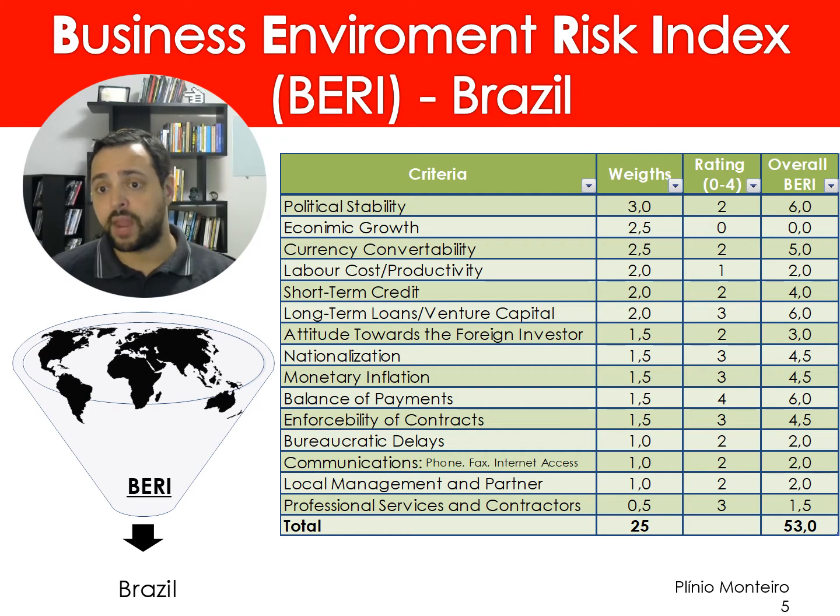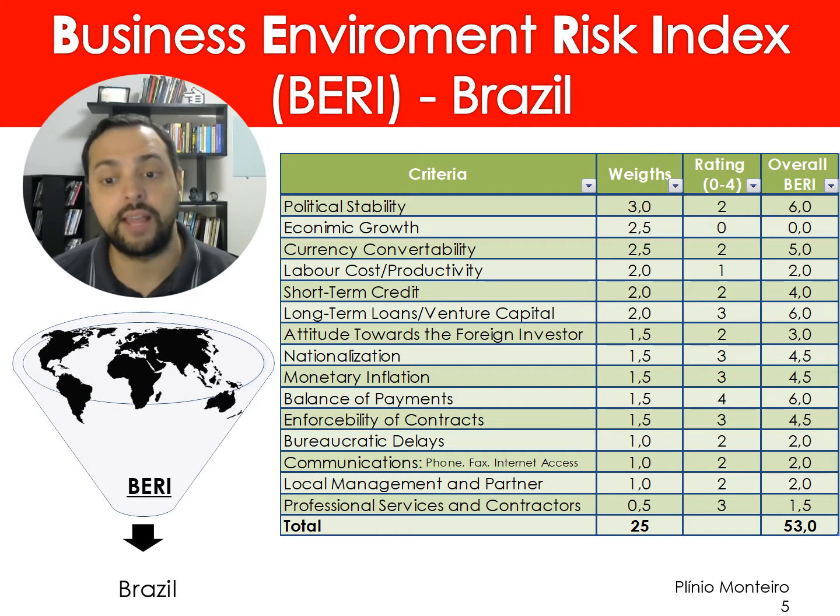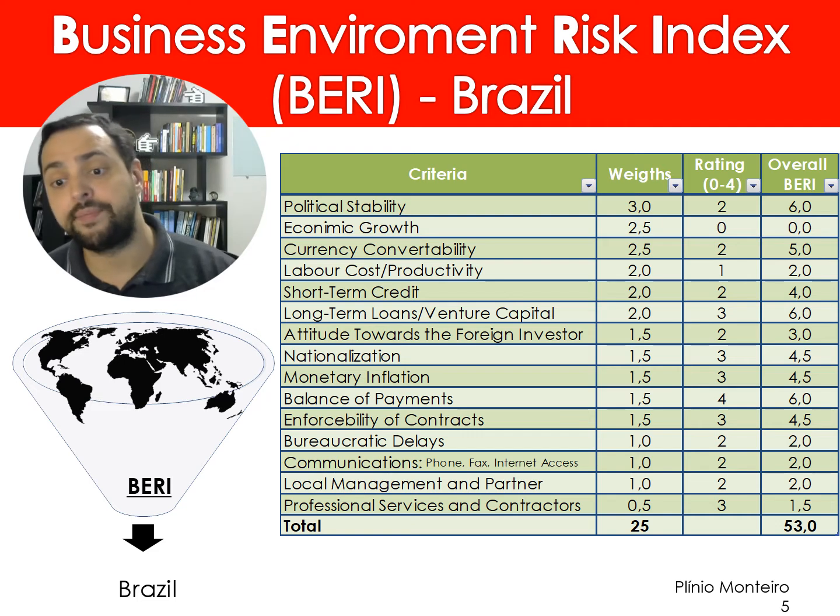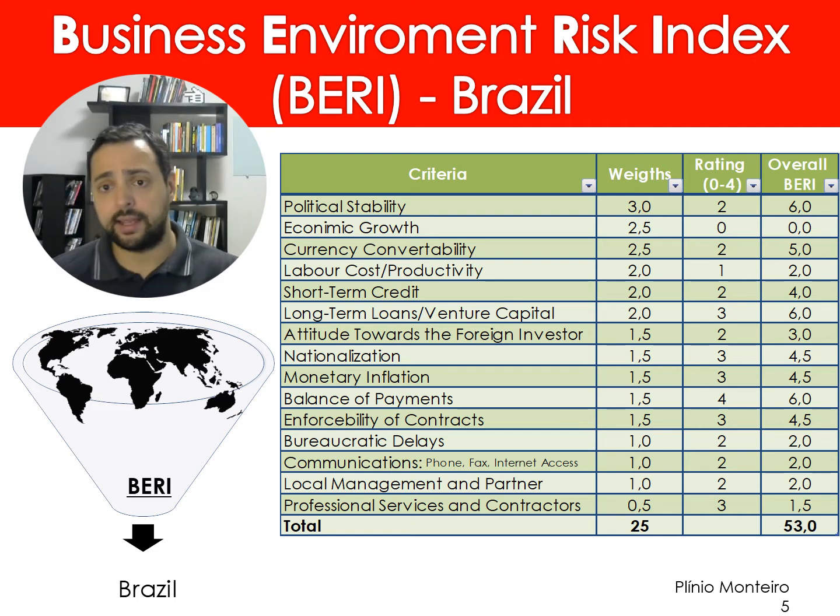So basically, when I multiply the weights by the rating, for instance, 3 multiplied by 2 will be 6. 2.5 multiplied by 0 will be 0. 2.5 multiplied by 2 will be 5. And then, if I sum up these multiplications, I'll have a BERI index of 53. This is not a good scenario for foreign investors. And this means that in terms of the BERI index, in my opinion, Brazil is not well positioned.